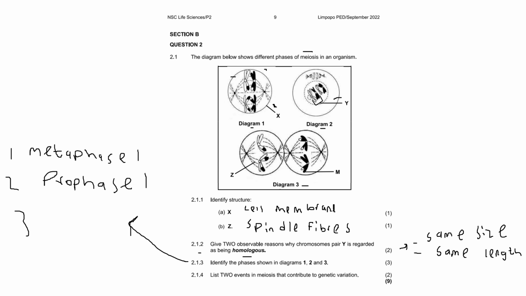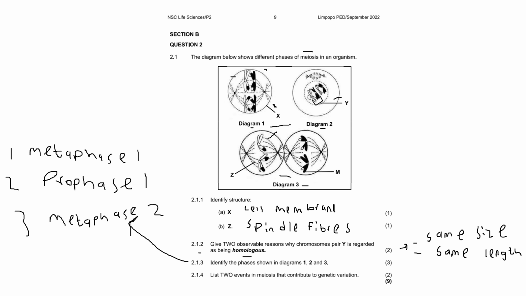Then lastly, we've got two different cells now, so we're no longer having one cell anymore. Here I've got different chromosomes and there are 4 of them. Whenever there are 4, it must be metaphase 2, because in metaphase 1 the homologous chromosomes are still together. Now we're in meiosis 2. Again they are in the equator, but now it's different chromosomes, no longer homologous, so it must be metaphase 2.